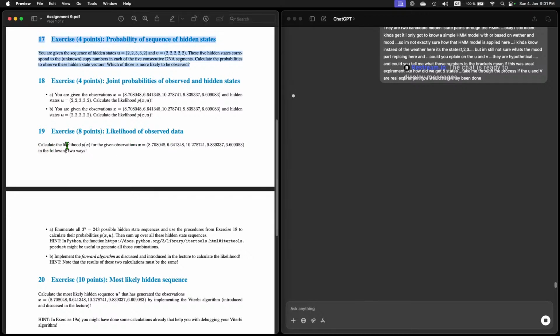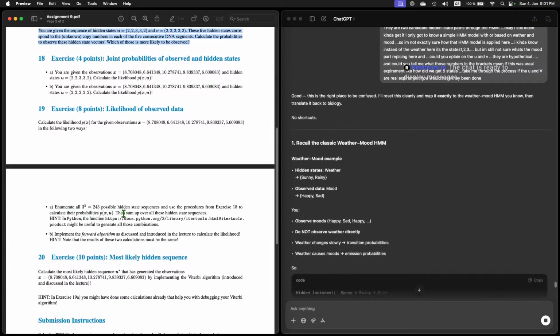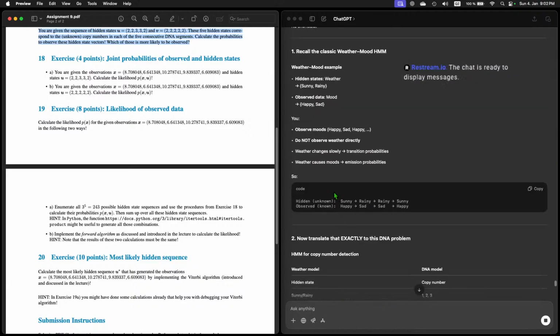Likelihood of observed data. Calculate the likelihood of the given observation. Enumerate all 3 raised to 5, equals 243, possible hidden state sequences and use the procedure for X. Recall the classic weather mood HMM example: sunny, rainy, happy, sad. You observe moods, happy, sad; you do not observe weather directly. Weather changes slowly, transition probabilities. Weather causes moods, emission probabilities.